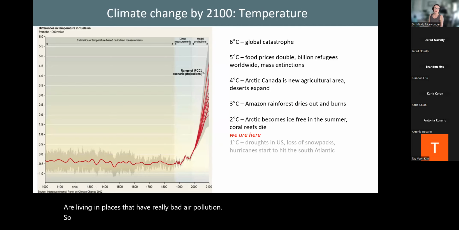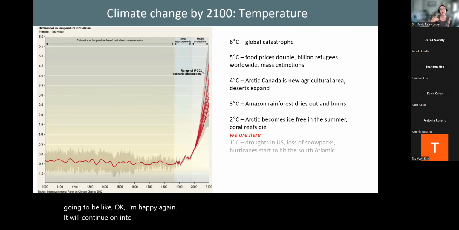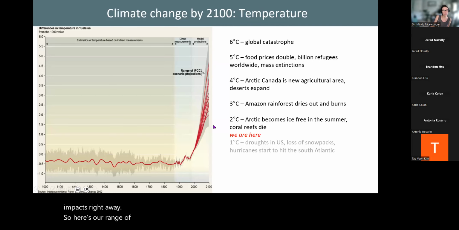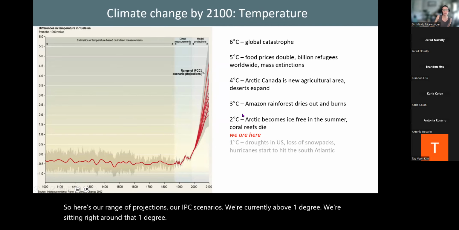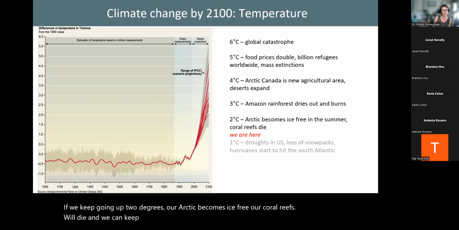So climate change by 2100. And again, our climate's just not going to stop at 2100. It's not going to be like, okay, I'm happy again. It will continue on into the future. And so what we do today matters, even if we don't see the impacts right away. So here's our range of projections, our IPCC scenarios. We're currently above 1 degree. We're sitting right around that 1 degree. If we keep going up 2 degrees, our Arctic becomes ice-free, our coral reefs will die, and we can keep going up and up. The question, though, is what are we going to do about it?